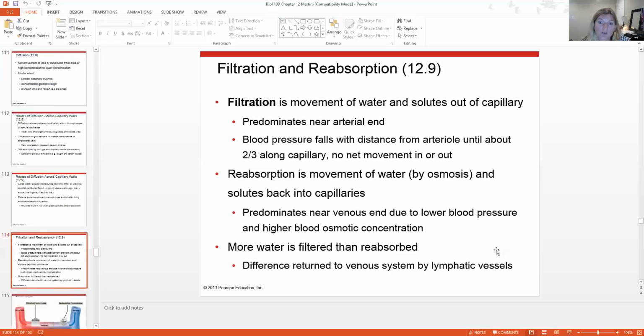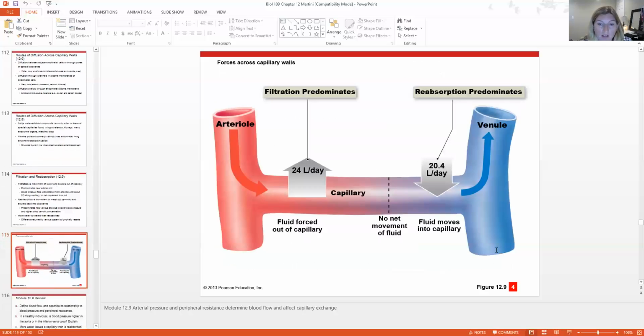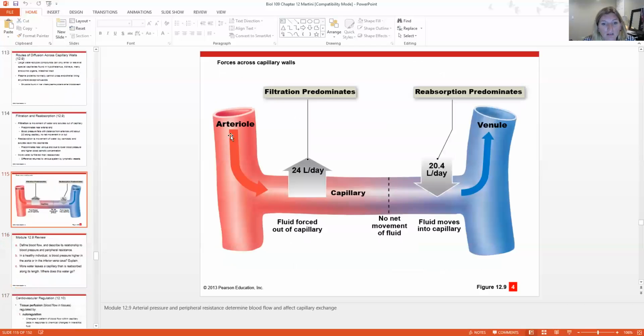The difference is drained by the lymphatics back into the venous system and can be removed from the body by the kidneys. So again, our arterial end divides into the capillary bed. In our capillary bed, we have filtration dominating on the arterial side, 24 liters a day of filtration occurring there. This is everything that's leaving the blood going to the peripheral tissues. And then reabsorption dominates on the venous side, 20 liters a day. There's a difference, about 4 liters a day that's sucked up by your lymphatics. We'll talk about that in the next, I think it's the next chapter.